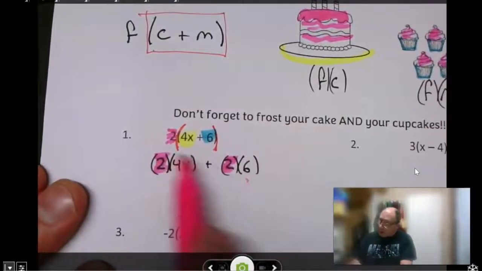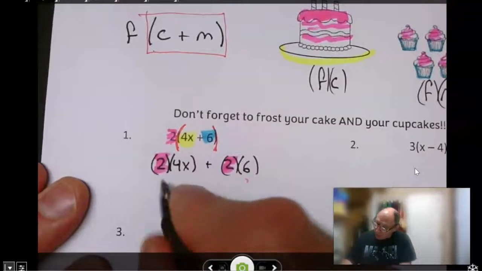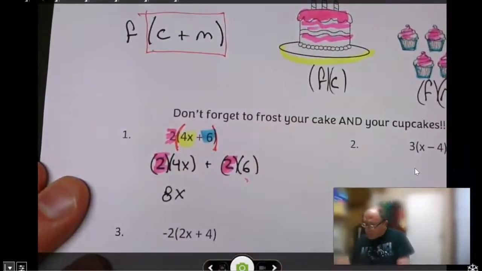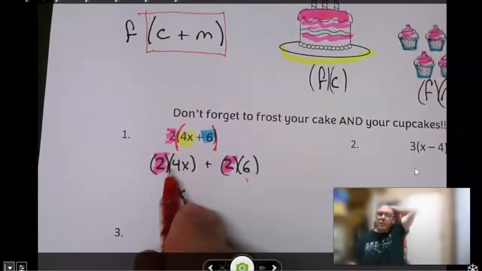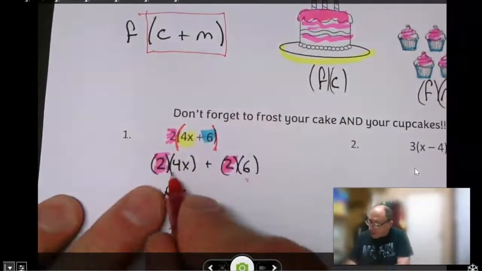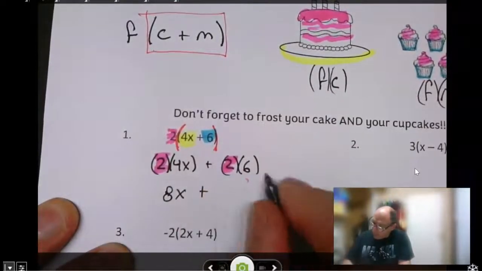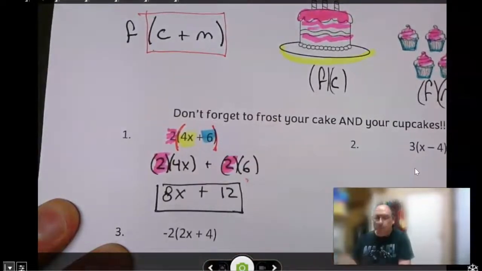So when I ask you to do distributive property, what we get here is this equals 2 times 4x equals 8x. And remember, in here, between these parentheses, it's not adding. Whenever you have parentheses together with no math symbol, it's always multiplication, and that's invisible. So I've got 8x plus, and 2 times 6 is 12. And this is our answer for doing that distributive property.